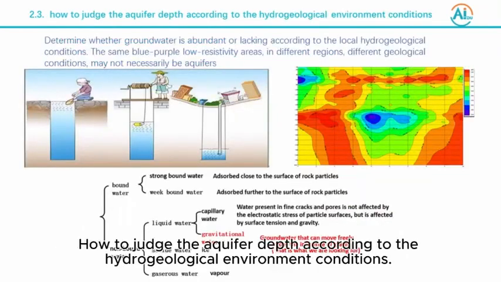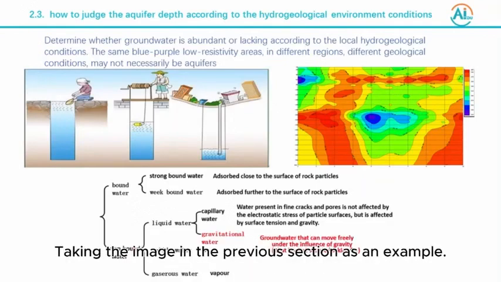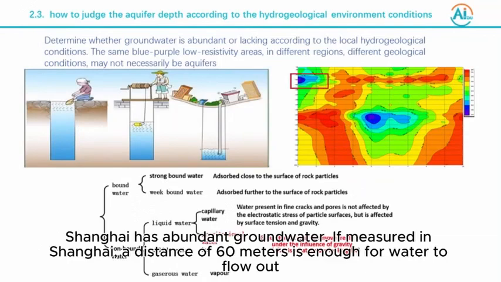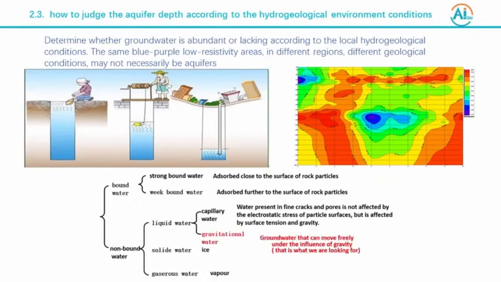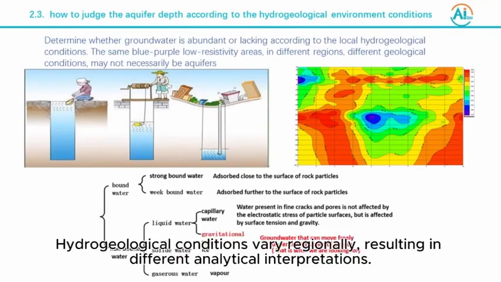How to judge the aquifer depth according to the hydrogeological environment conditions. The same blue-purple low resistivity areas in different regions, with different geological conditions, may not necessarily be aquifers. Taking the image in the previous section as an example, Shanghai has abundant groundwater. If measured in Shanghai, a distance of 60 meters is enough for water to flow out. However, in northwest China, where water resources are scarce, the same depth of 60 meters may not yield water. Hydrogeological conditions vary regionally, resulting in different analytical interpretations.